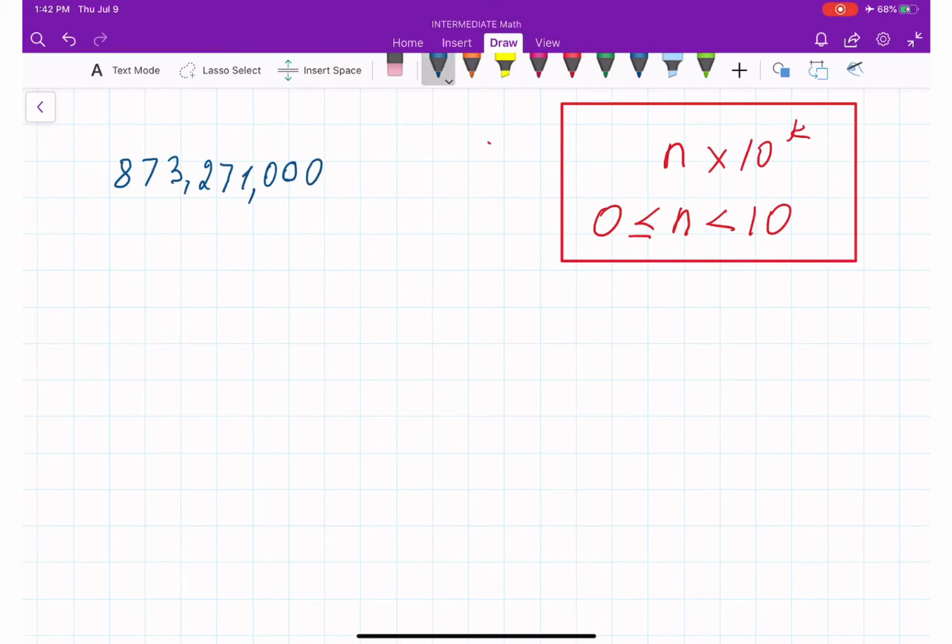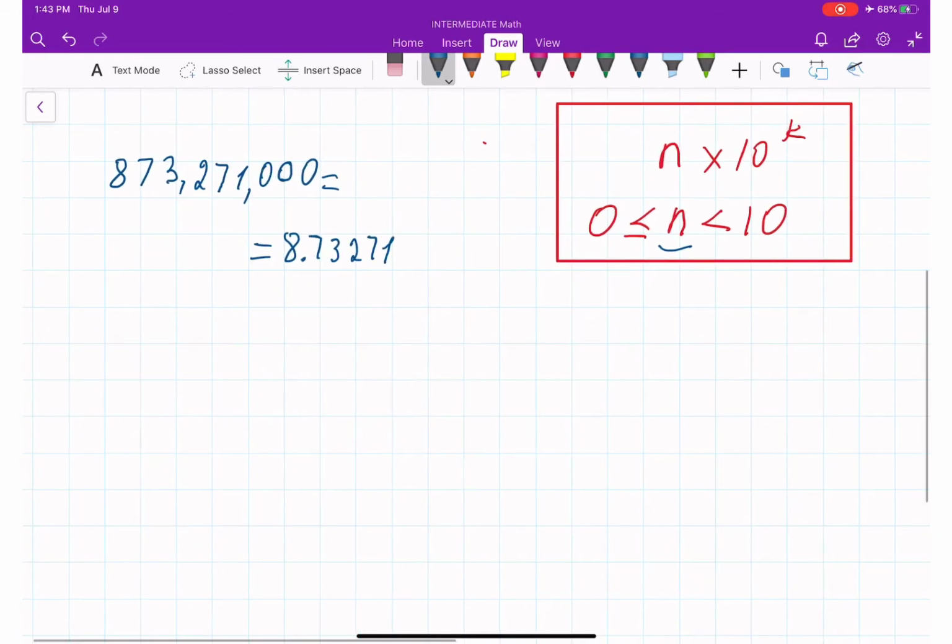All right. Our number n has to be between 0 and 10, which means it cannot be 873, it cannot be 87, it can be 8. So it's going to be equal to 8 point and the whole nine yards of numbers, 3, 2, 7, 1. These zeros make no sense to write down because in decimal notation, the last zeros don't make any difference. Times, let's see how many times we made this number smaller.